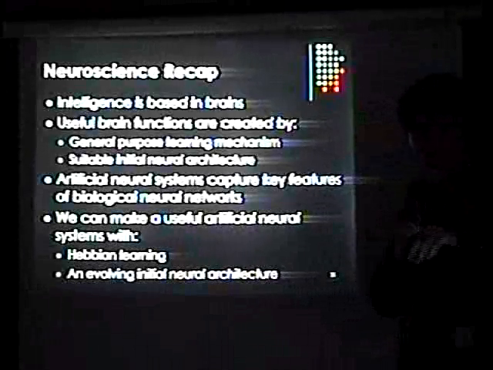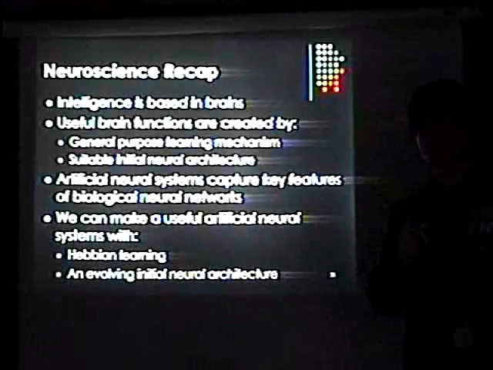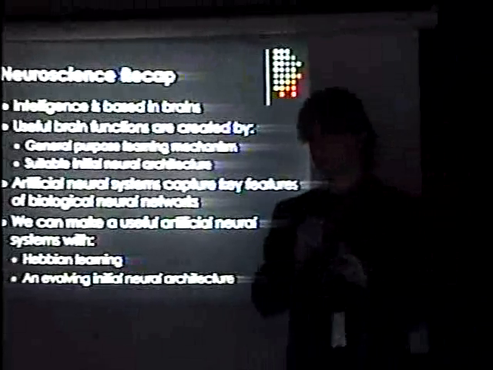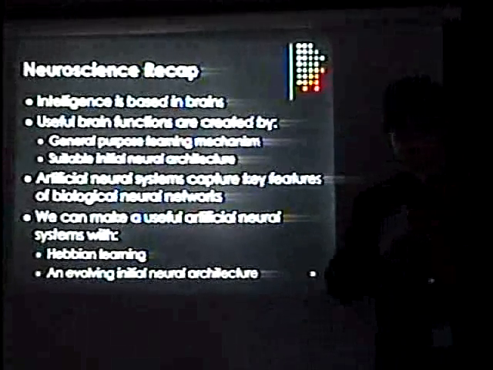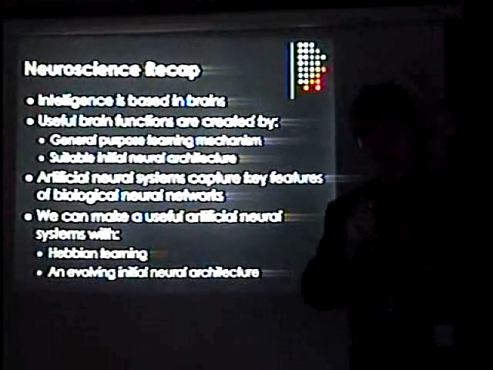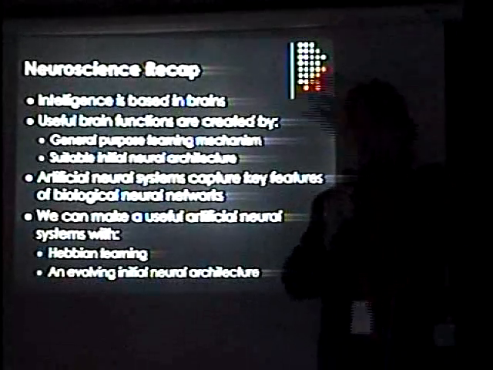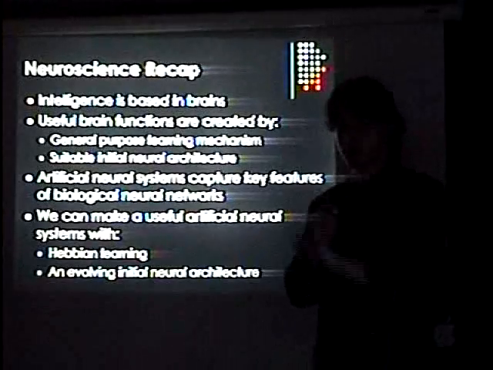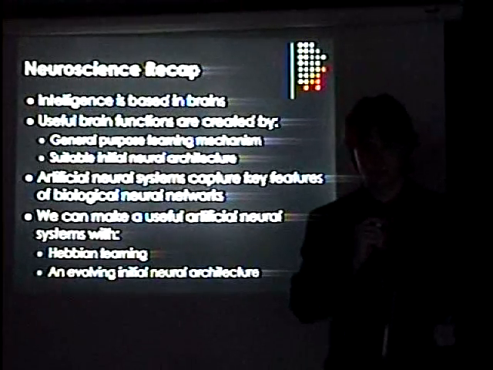I should explain Hebbian learning to you real quick. This was discovered in like the 1950s. Basically, the only known learning mechanism in the brain right now is that if you have one neuron and another neuron, and they both fire at approximately the same time, the connection between them becomes stronger. That's it.